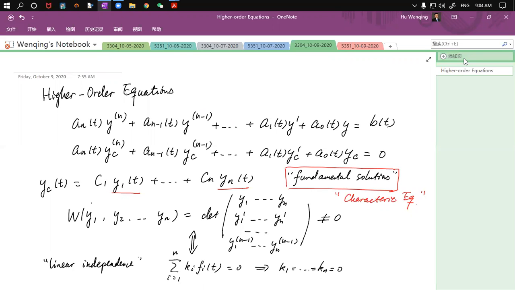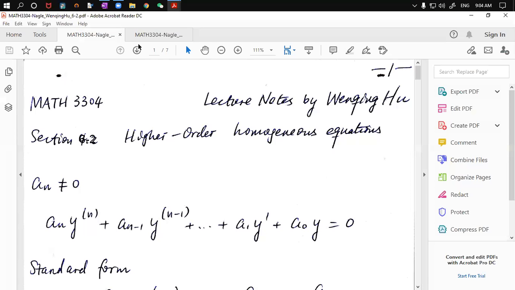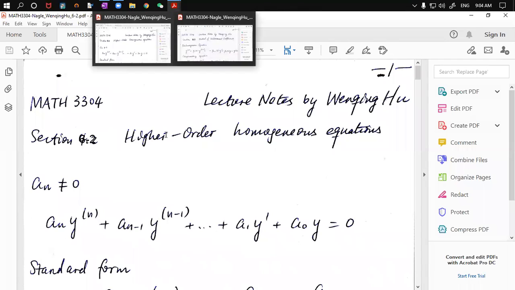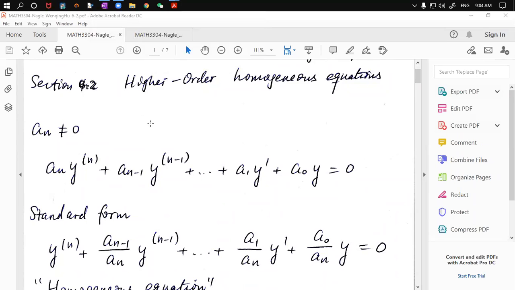Therefore, we want to have a similar theory for higher order equations. That's the topic of today's lecture: we want to solve higher order homogeneous equations by characteristics. So that's the idea.